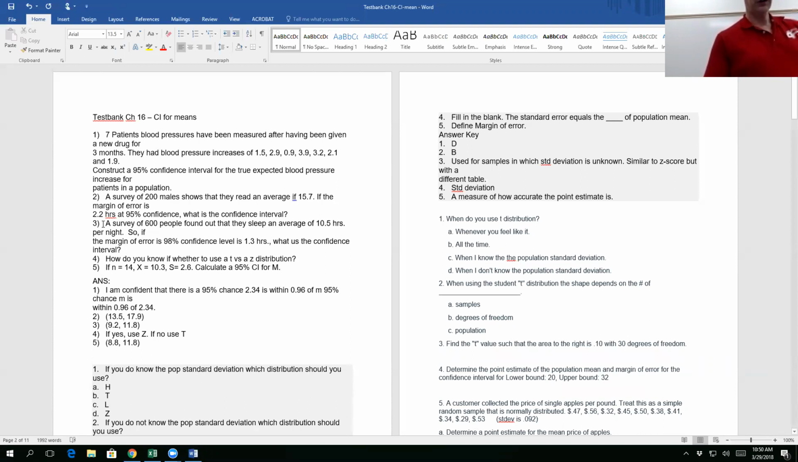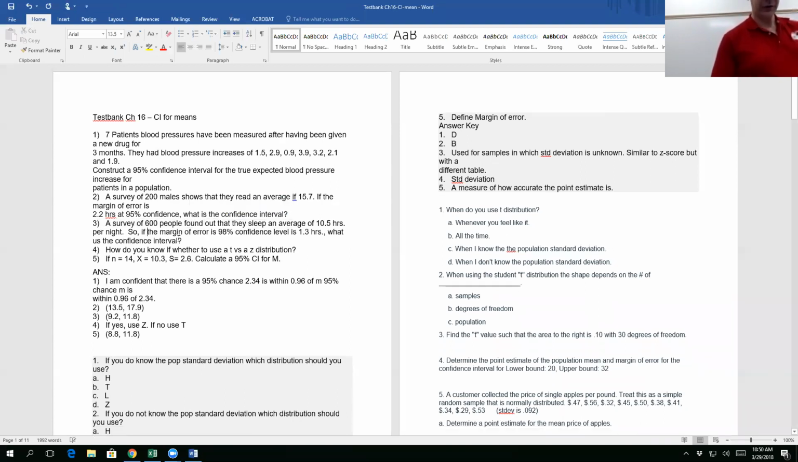How about this way? A survey of 600 people found that they sleep on average 10.5 hours per night. If the margin of error at a 98% confidence level, that's really poorly worded, but anyway, is 1.3 hours, what is the confidence interval? I think that's what they're trying to say.